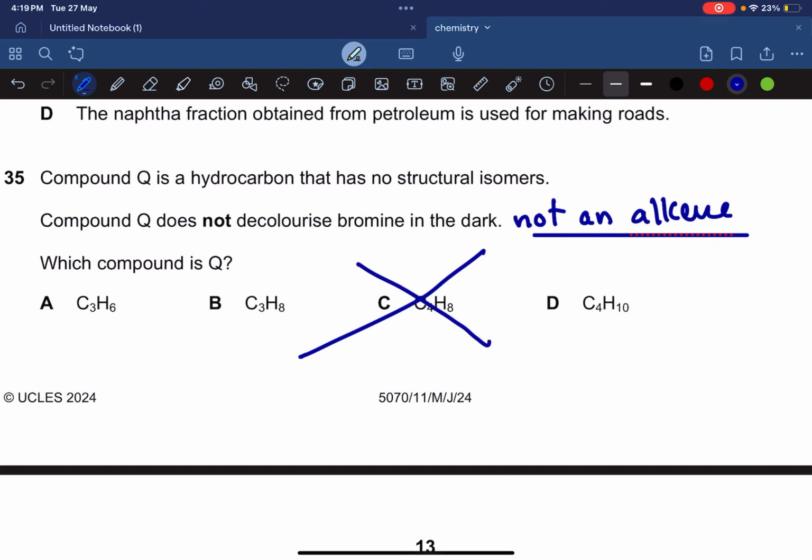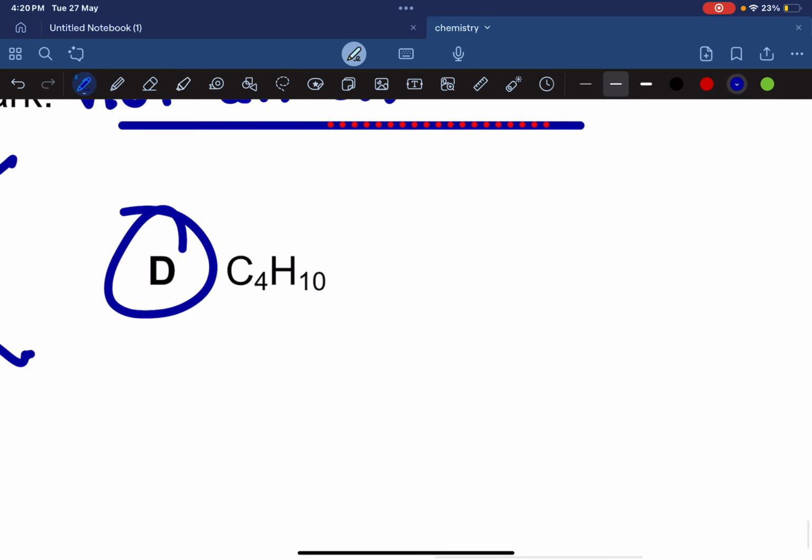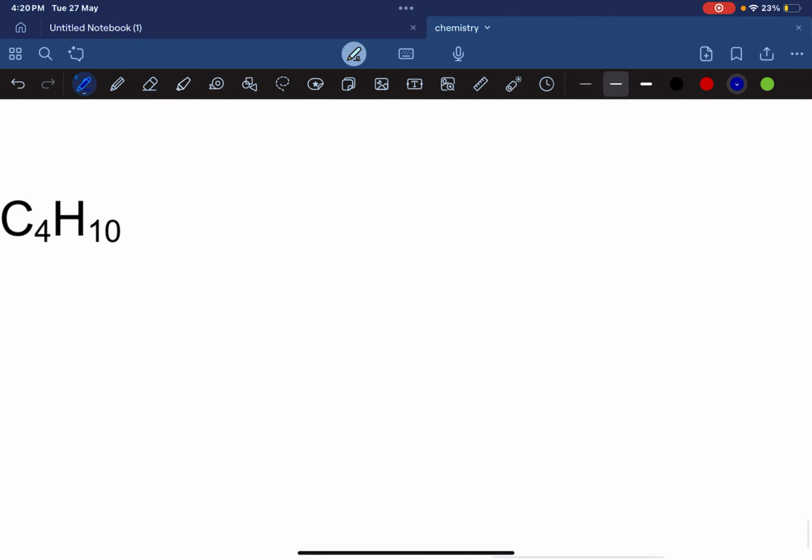C4H8 is an alkene. C3H6 is an alkene. It can either be this or this. What is compound Q? Oh, that's so easy. It's obviously going to be B, because C3H8 has no structural isomers. Because look, let me show you. You might think C3H8 has a structural isomer. Let me show it to you guys.